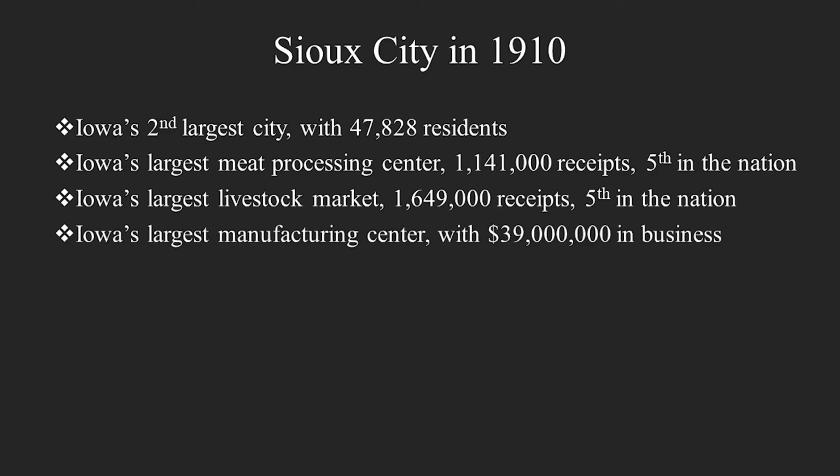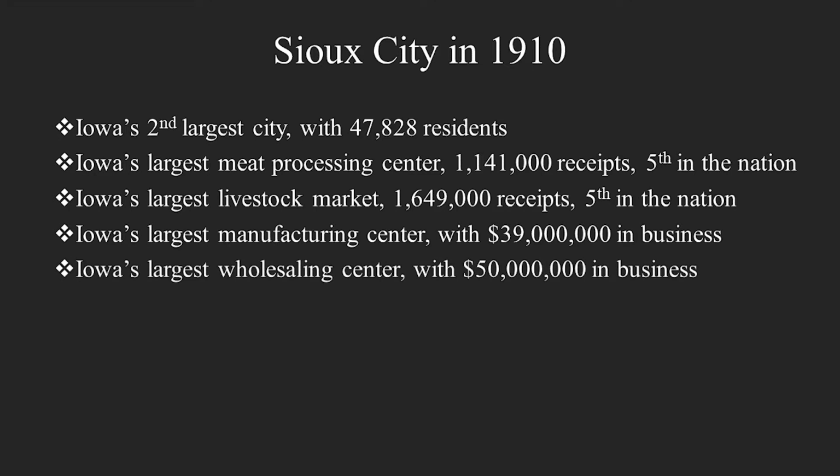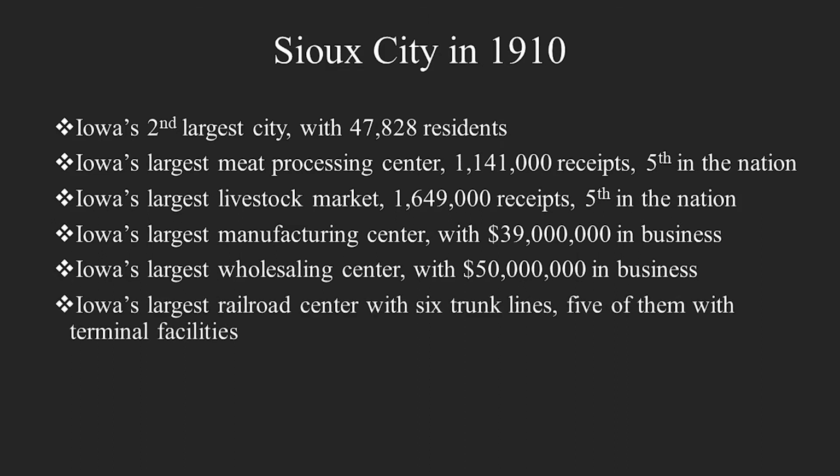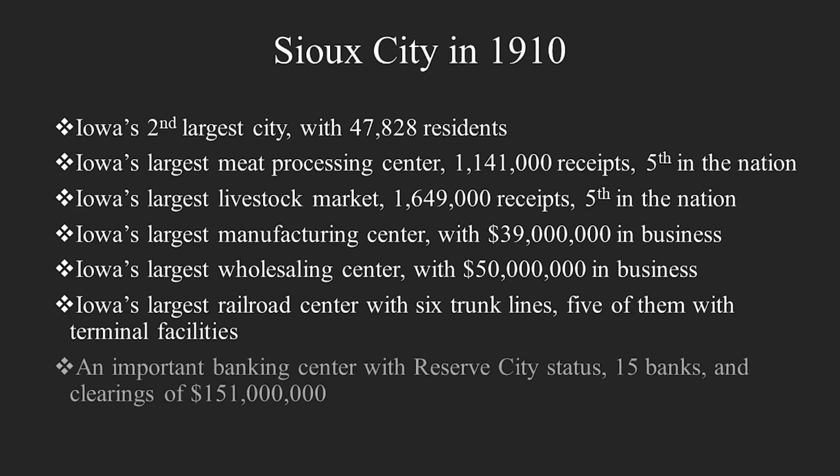Sioux City was Iowa's largest manufacturing center, doing about $40 million in business. Sioux City was Iowa's largest wholesaling center, with about $50 million in business. Sioux City was Iowa's largest railroad center, with 6 trunk lines, 5 of them having terminal facilities here. Sioux City was an important banking center. It had reserve city status, 15 banks, and an annual transaction of $151 million.